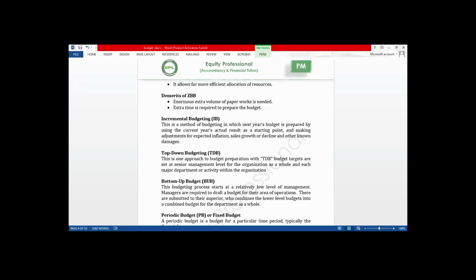Why is this budget good? Because it encourages participation. You are trying to make sure that those that will implement the budget contribute to the budget. They feel that this budget is prepared by us, so they work towards achieving the objective. But such budgets can create room for laziness. It can deliberately understate performance. The employees can deliberately understate their own performance.